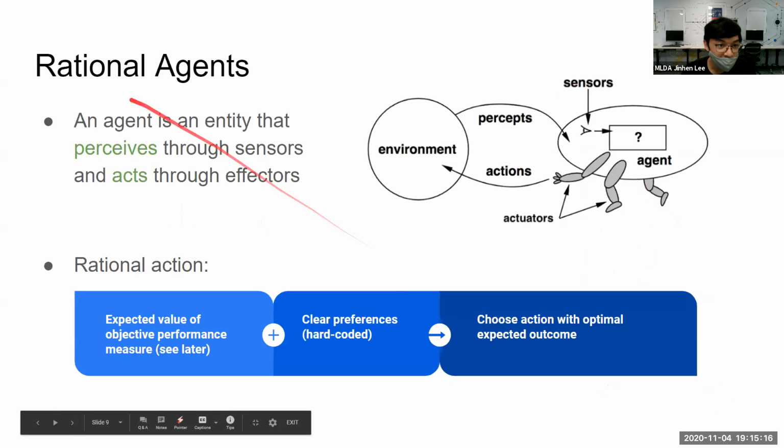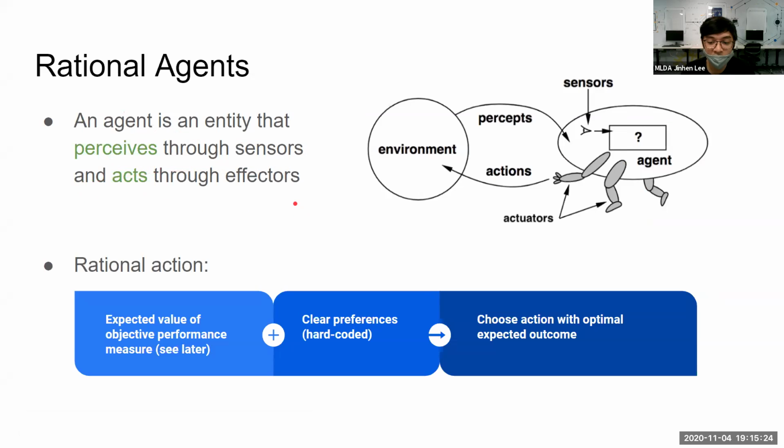So basically, this is the definition of a rational agent. It's an entity that perceives through senses and acts through effectors. You can say that we are also rational agents, because we can perceive our environment through our eyes, our sight, our hearing, and we can also affect our environment through our hands, etc. This is a diagram that depicts how the agent perceives the environment and takes actions.